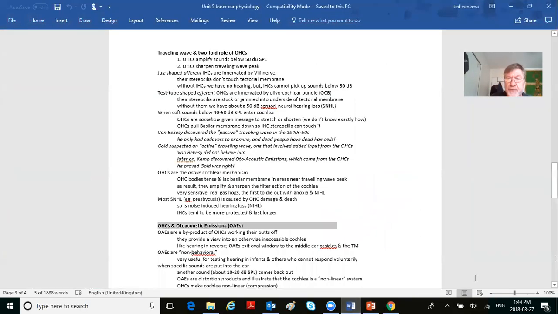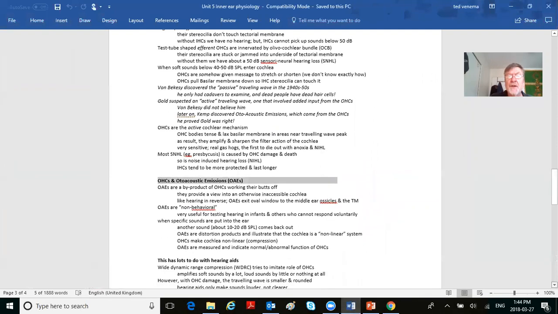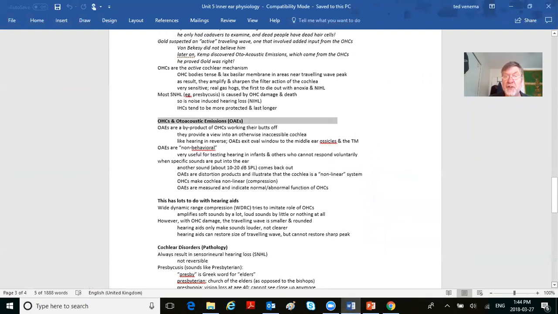What do we have there? What does it say? A byproduct of the outer hair cells working their tails off. They provide a view into the otherwise inaccessible cochlea, like hearing in reverse. They exit the oval window to the middle ear ossicles, and the TM acts like a speaker. They are non-behavioral. Very useful for testing hearing in infants. By non-behavioral, it means non-voluntary. They just happen, okay? So useful in testing hearing in infants and others who cannot respond voluntarily, or in liars, malingerers.